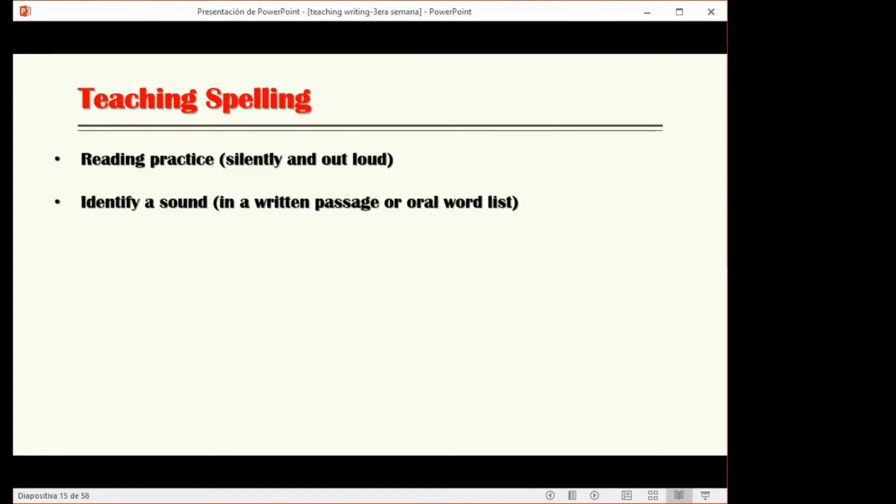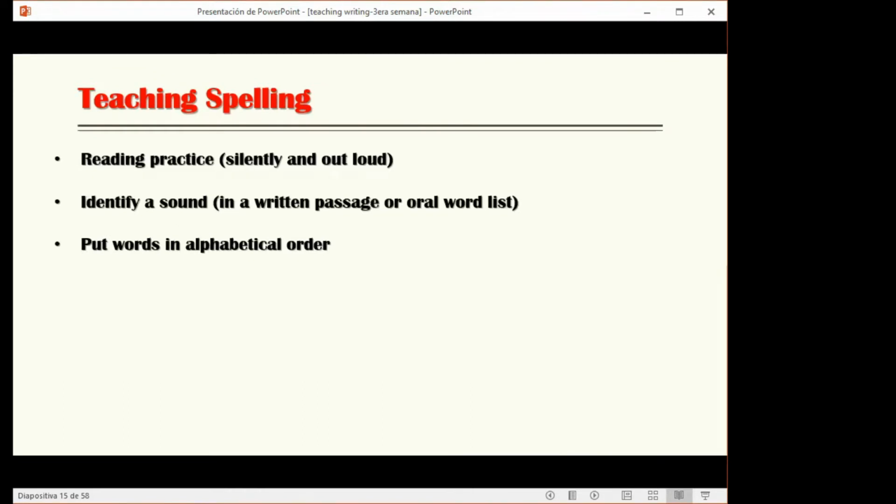Identify a sound in a written passage or oral word list. So here we have the matching between the letters and sounds. They need to identify this in a written passage or in a word list.